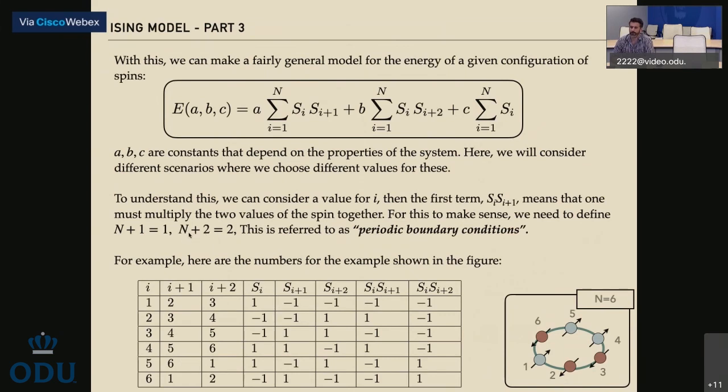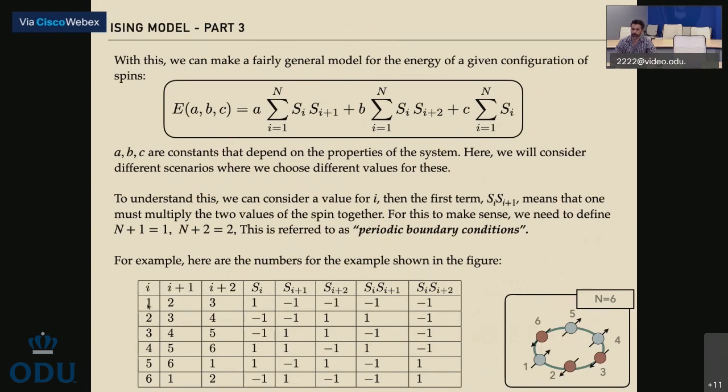And then n plus 2 is equal to 2. So this is what we mean by periodic boundary conditions. Once I go around the circle, I'm back to the origin of the system. And so you can imagine this kind of picture. So for example, here are the numbers for the examples shown in this figure.